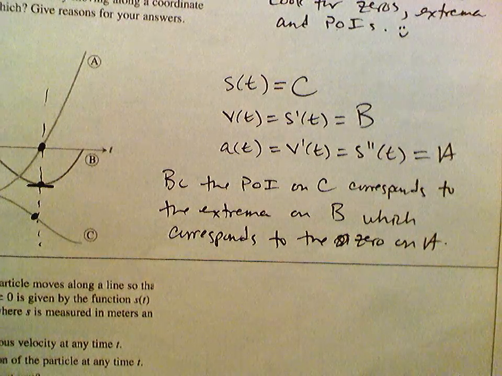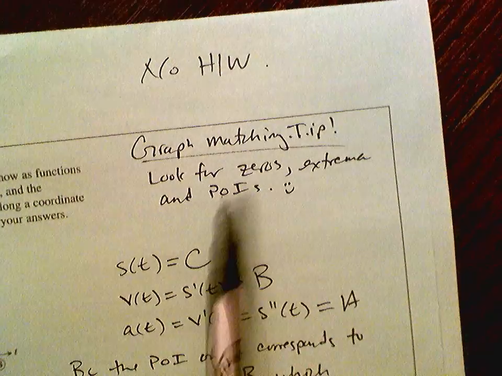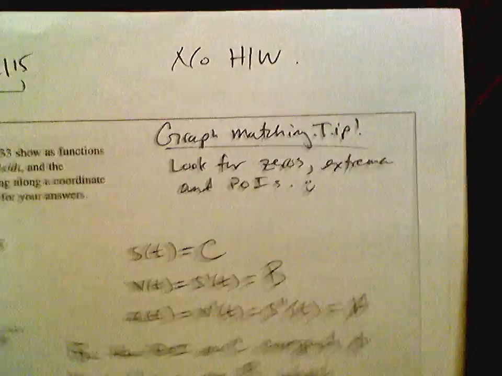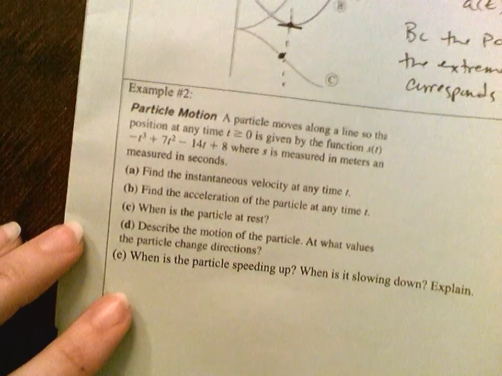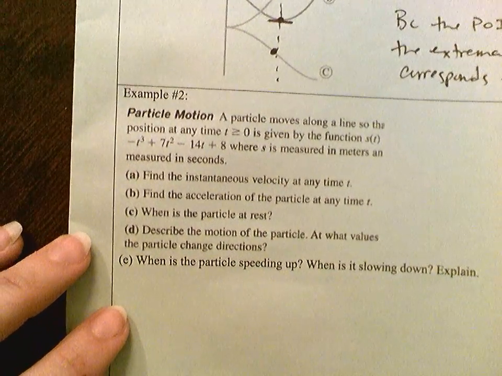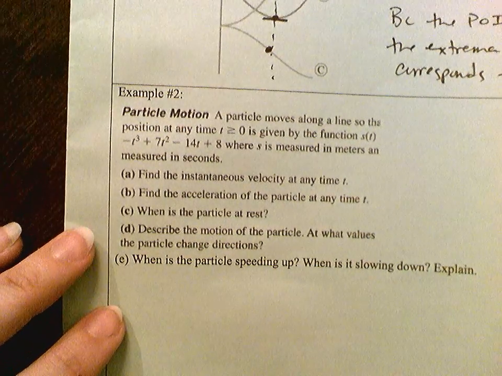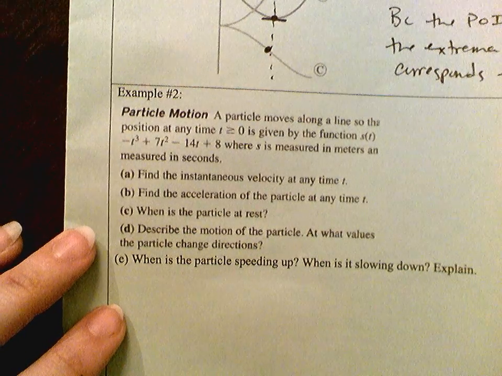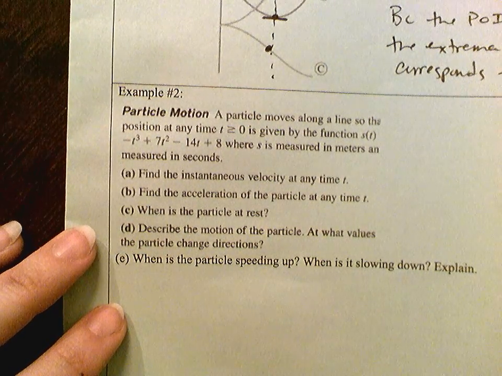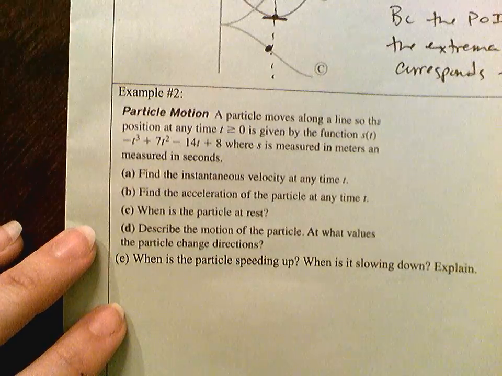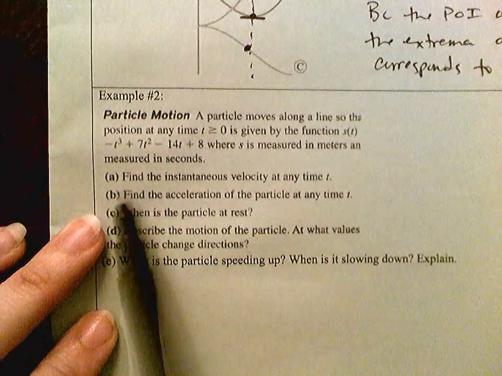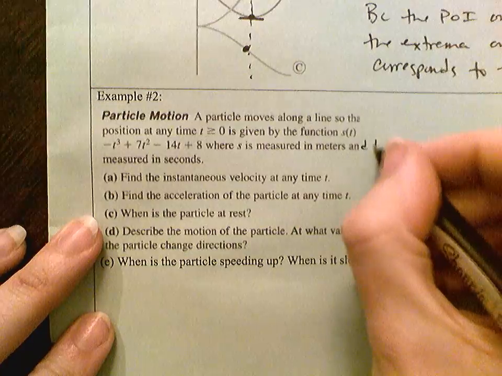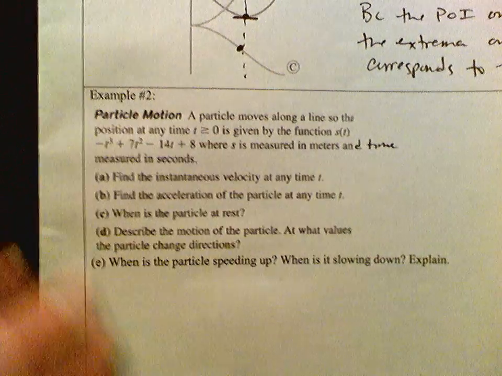Now, here's another example. So long story short, when you're trying to match graphs, look for these three things, because one will imply another. So particle motion. A particle moves along a line, so the position at any time t greater than or equal to 0 is given by the function s of t equals that, where s is measured in meters and time is measured in seconds.